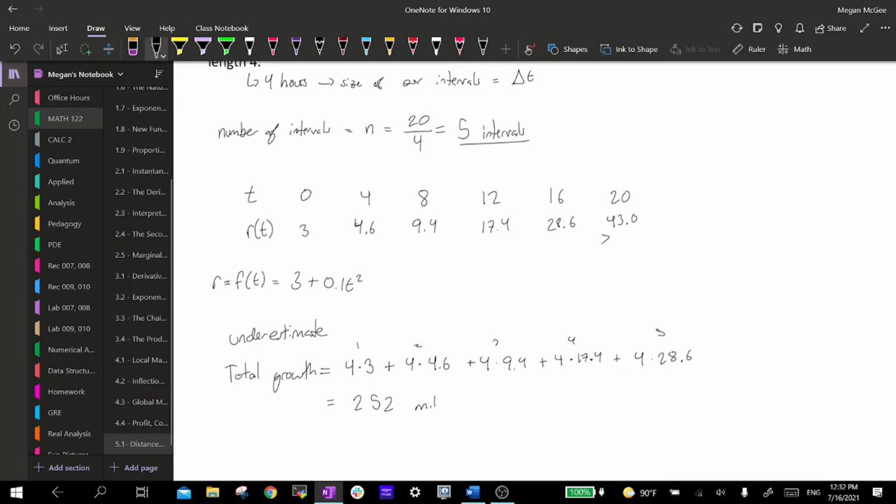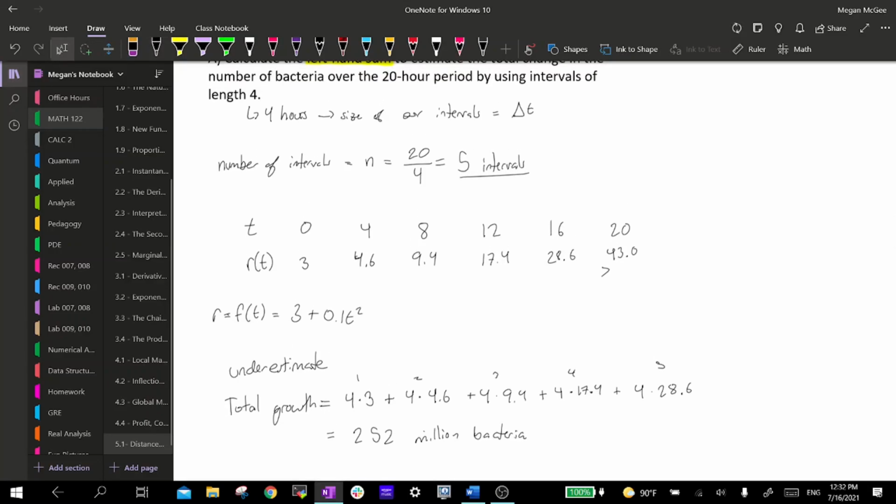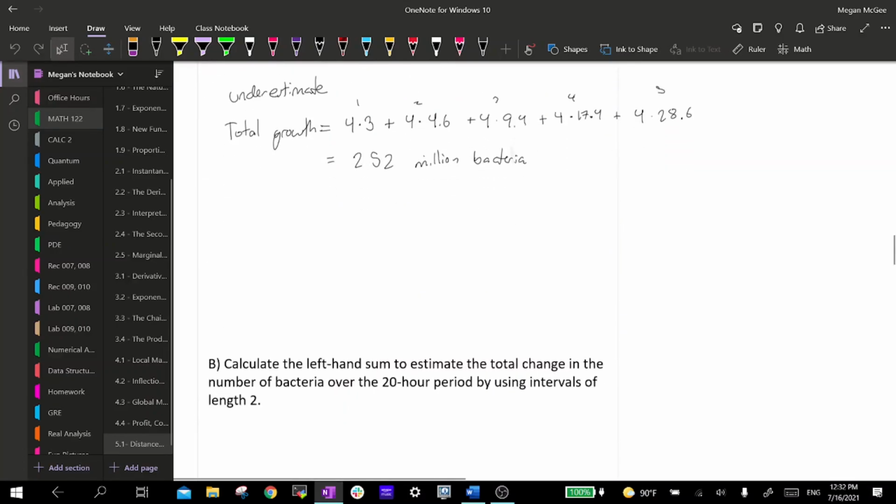252 million bacteria. So our total growth that happened in 24 hours, we think, has to be at least 252 million bacteria. And that was measuring every 4 hours. So remember what I talked about when I said maybe adding more rectangles. That means adding more measurements would make a better approximation. So part B is going to let us give that a try.